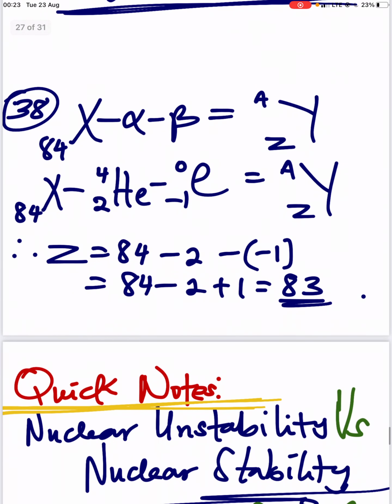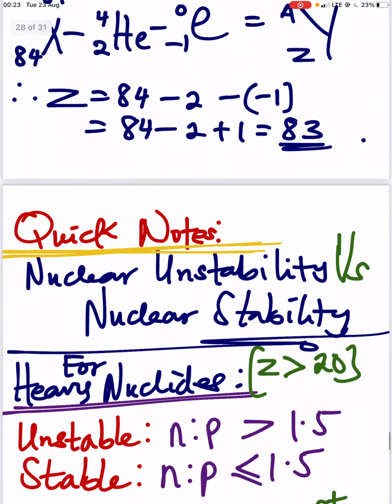Number 38 says X loses an alpha particle and a beta particle to give Y. It says that we should find the atomic number of Y. So X, 84, minus 4 2He, minus 0 -1e, will give A Z. So Z will be equal to 84 minus 2 minus 1. And that gives us 83.